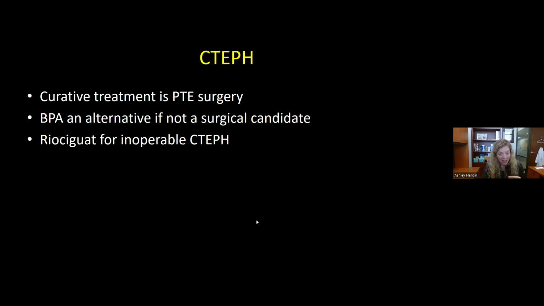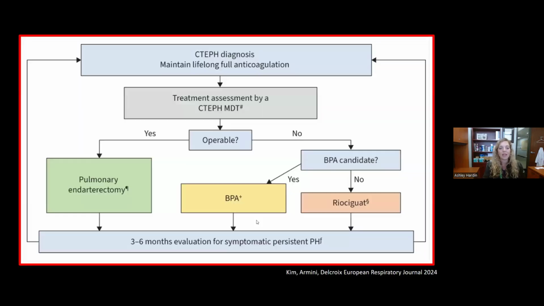And then if they have inoperable CTEPH, there is data to support the use of riociguat, our soluble guanylate cyclase stimulator. So this is from the World Symposium on PH, most updated guidelines that came out later in the fall of 2024. If a patient has a CTEPH diagnosis, they should have lifelong full anticoagulation. They should be referred to a CTEPH center for multidisciplinary team approach. If they're felt to have operable disease, it's recommended to go to pulmonary endarterectomy.